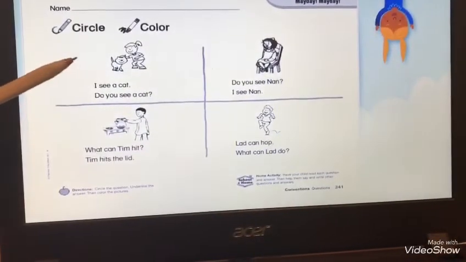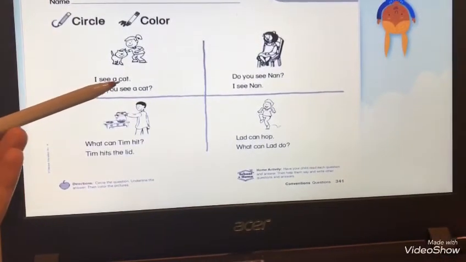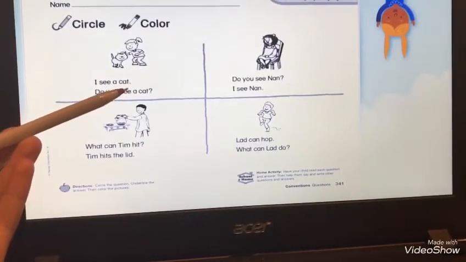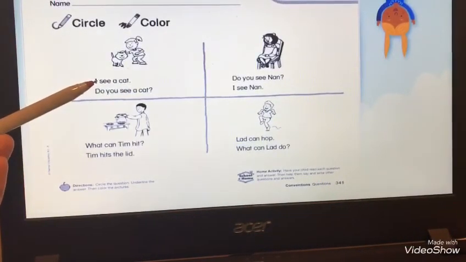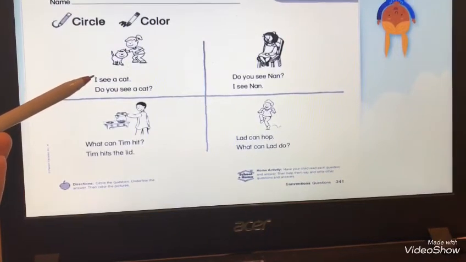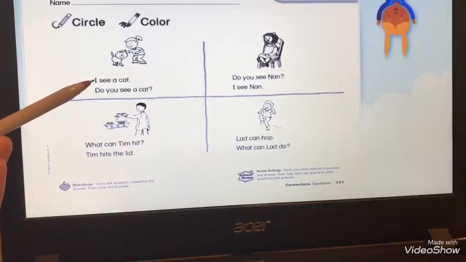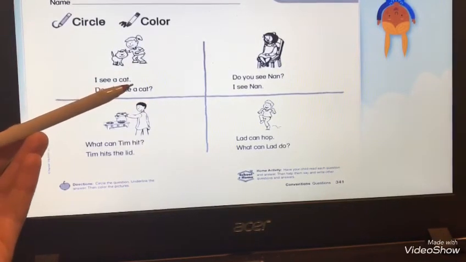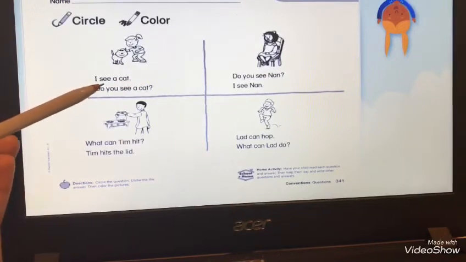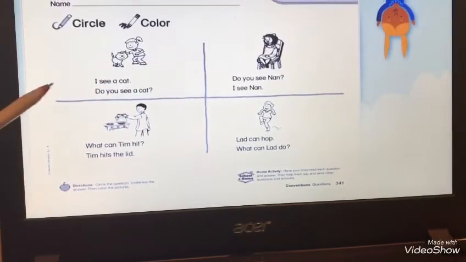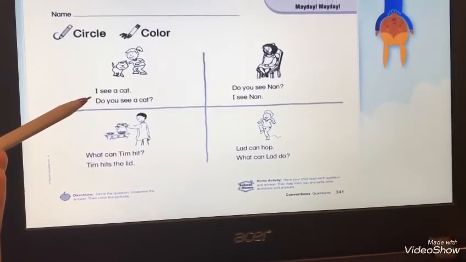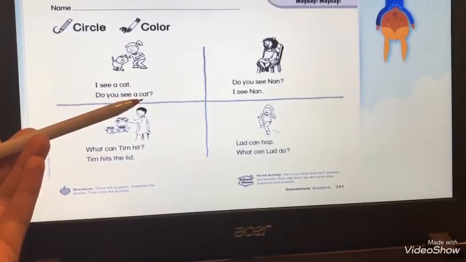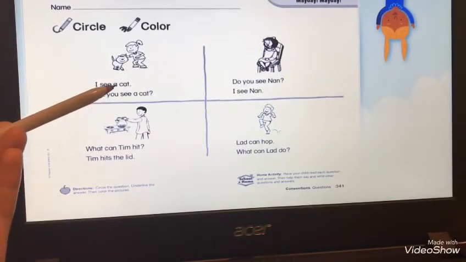Now, I see a cat. Okay? So, what is this? This is the answer sentence. So, what we have to do is underline this sentence. Draw a line like that under this sentence. Okay. Let's read the question and the answer together. Do you see a cat? I see a cat.